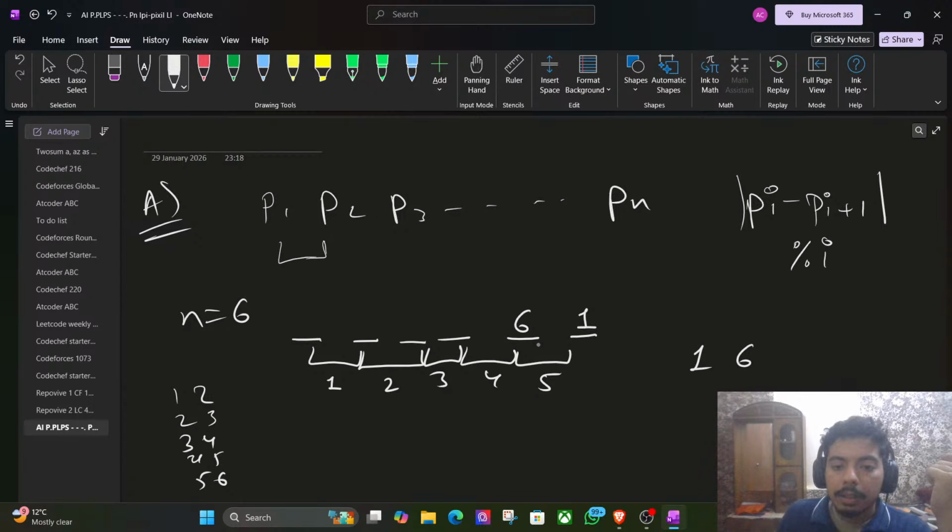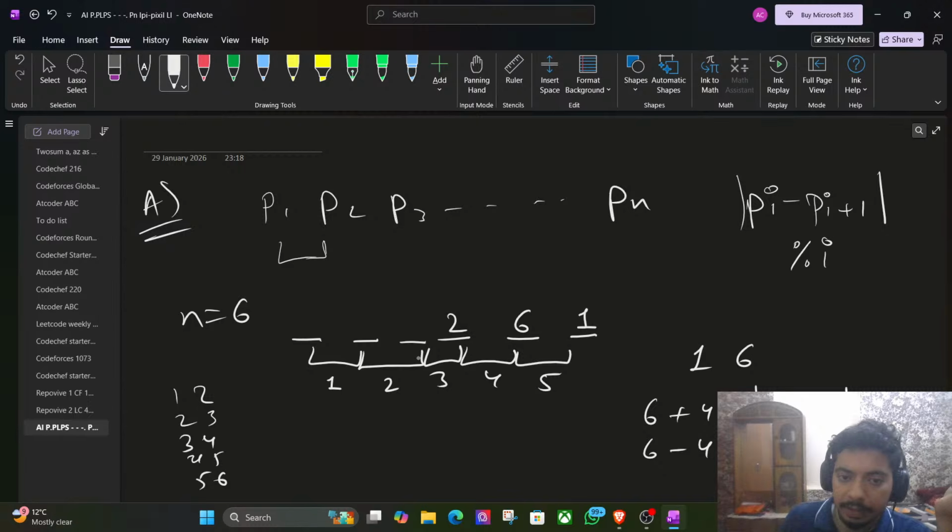Okay. So now I need a difference of 4 for this 6. Correct. So for the difference of 4, either I can add 4 or I can subtract 4. So 6 plus 4 gives me 10, and 10 minus 6 gives me 4. Okay, or I can do 6 minus 4, which is 2. So 2 minus 6 is also 4, which is divisible. So I cannot put 10 here because 10 is greater than n, so I can put 2 here.